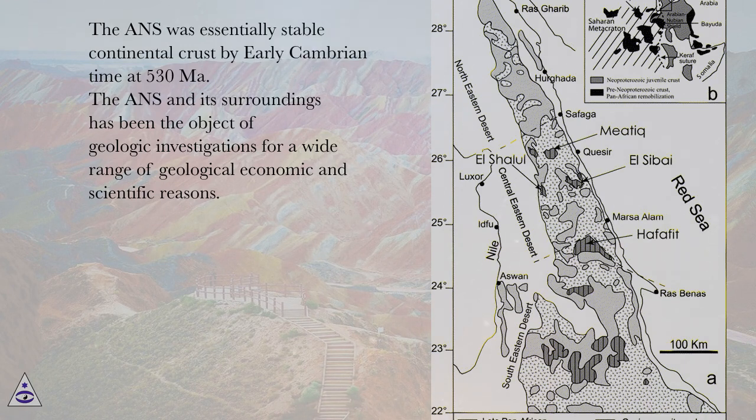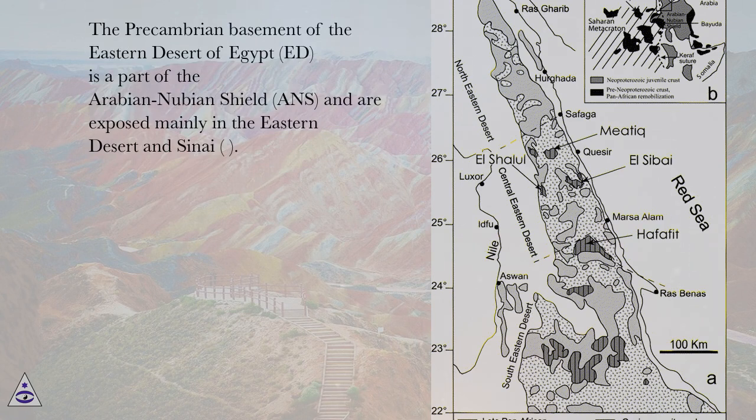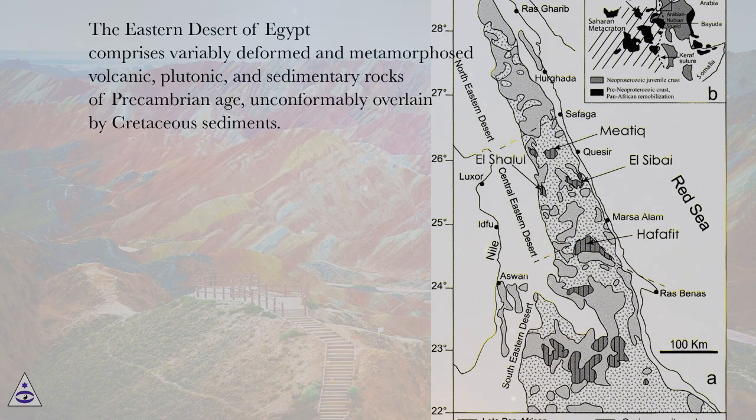The Precambrian basement of the Eastern Desert of Egypt, ED, is a part of the Arabian-Nubian Shield, ANS, and is exposed mainly in the Eastern Desert and Sinai. The Eastern Desert of Egypt comprises variably deformed and metamorphosed volcanic, plutonic, and sedimentary rocks of Precambrian age, unconformably overlain by Cretaceous sediments.